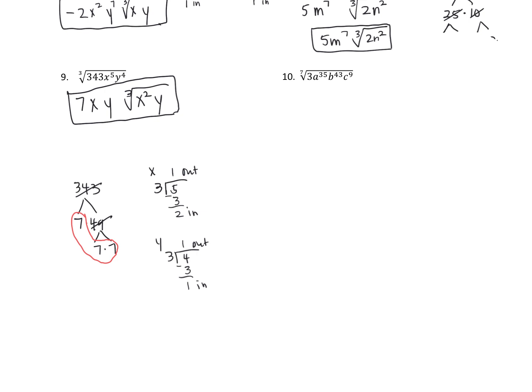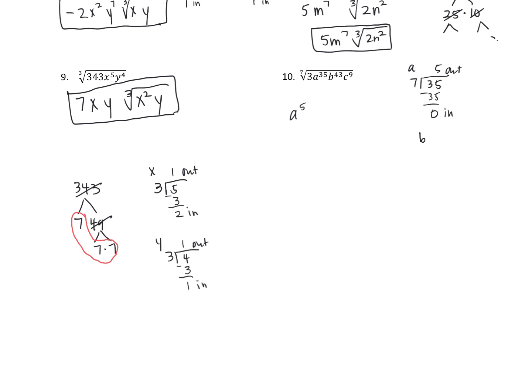So now it's just a matter of trying to simplify the variables. So how many times does 7 go into 35? That's for the a. It goes in 5 times, evenly, with no remainder. So a is coming out as a to the 5th. So 5 come out, and none are left to stay in. So there will be no a under the radical.